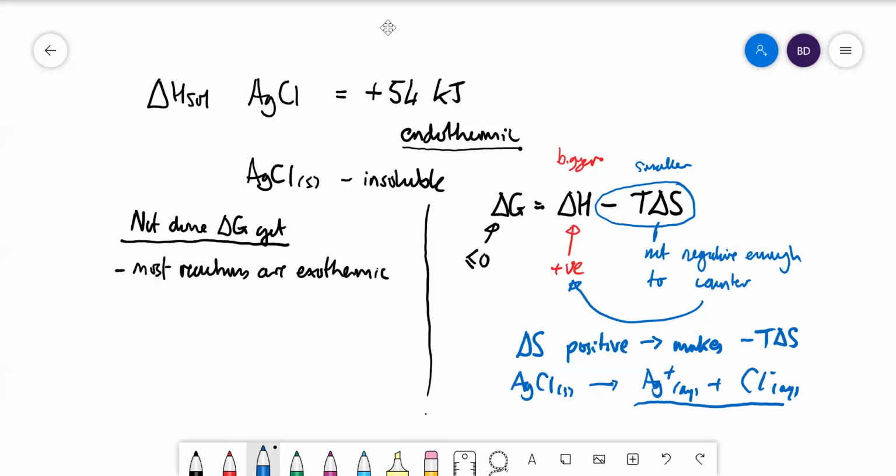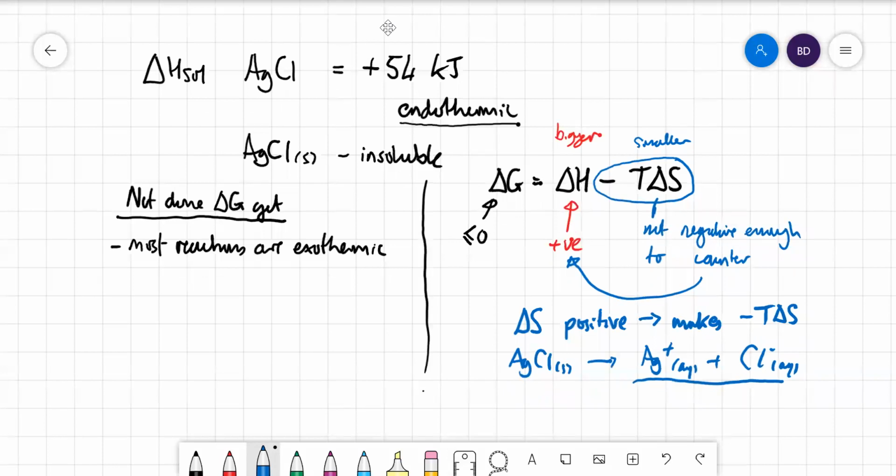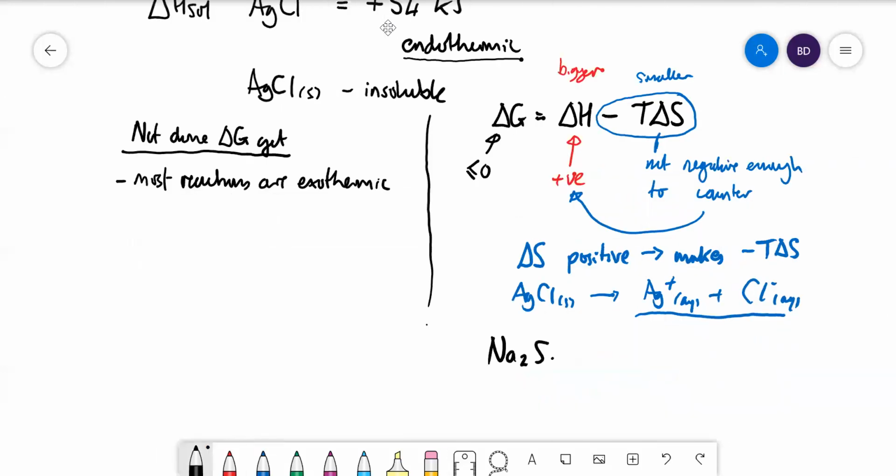That's not always the case. So for example, if you look at some things like thiosulfate, when you make up a solution of sodium thiosulfate, so you've got Na plus ions and thiosulfate ions, the solution goes cold. It's very endothermic. But it can happen because you've got an increase in entropy. So it can happen.